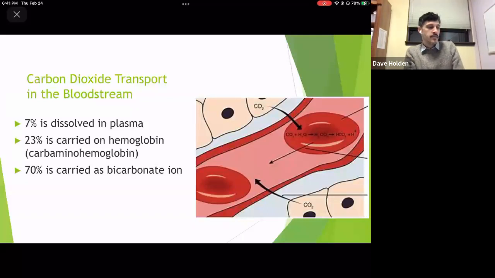Carbon dioxide transport in the bloodstream. Carbon dioxide will dissolve in blood plasma much more readily than oxygen will. So we get more carbon dioxide carried through blood plasma than we do oxygen. About 7% compared to 1.5. About 7% of the carbon dioxide will be dissolved in the blood plasma. About 23% will bind to the hemoglobin. 70% is carried as a bicarbonate ion. Bicarbonate is like baking soda.